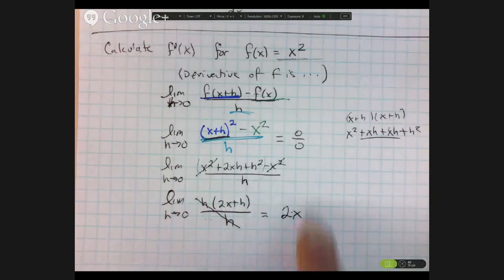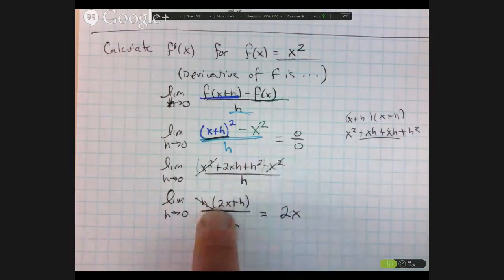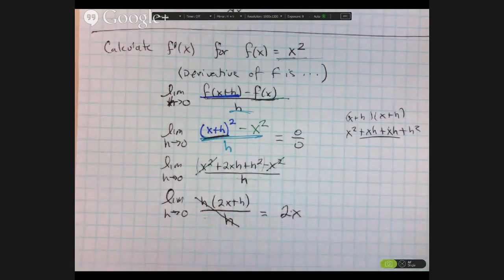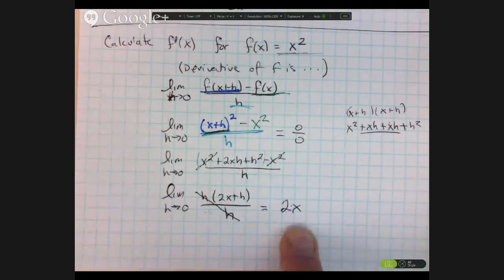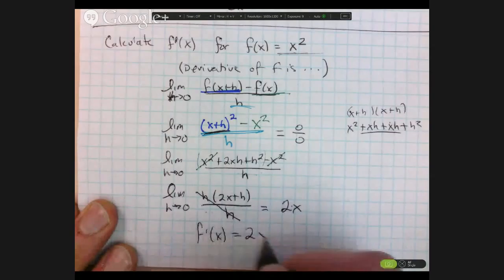So basically, I see that I get an indeterminate form. So I do some algebra to simplify it, and I plug h in again, and I get an answer. Okay. This is the derivative of f. So f prime of x is 2x.